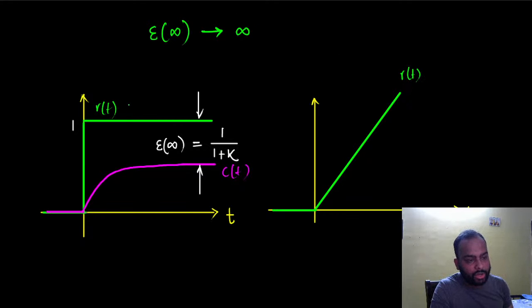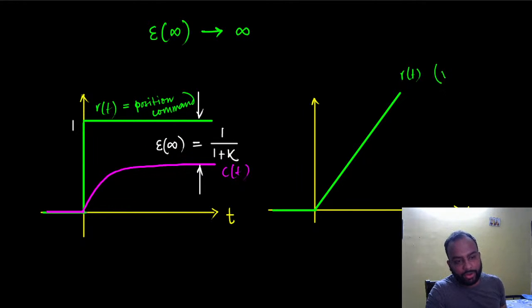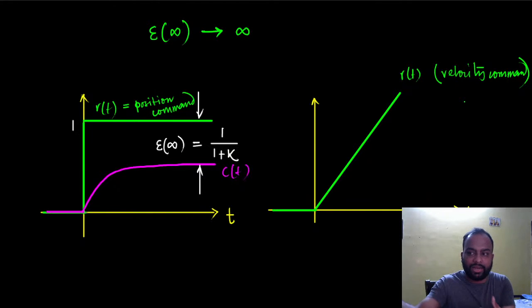Again, this is called a position command, or position reference, or position signal, position input, whatever. I'm going to say position command. So the system couldn't follow a position command. This is now a velocity command. I want the system to follow a certain velocity, I want the system to reach a certain velocity.